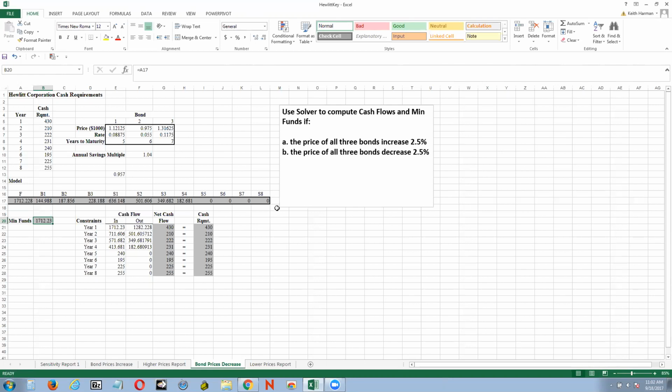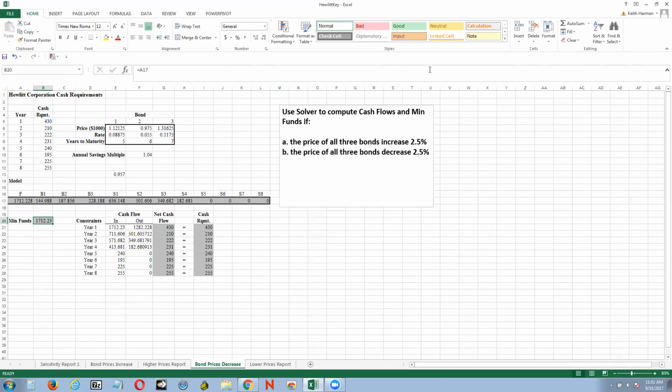And so I'd ask you to use Solver and to manipulate the variables to compute the cash flows of the minimum fund if the price of all three bonds increased 2.5%, and then secondly, if the price of all three bonds decreased 2.5%. So I gave you a couple of scenarios, and that's pretty typical of what I'll have you do, which is take some of those decision variables or those constraints and change them a little bit.